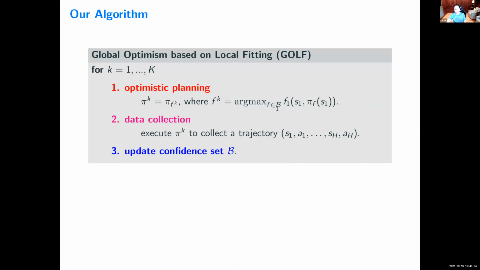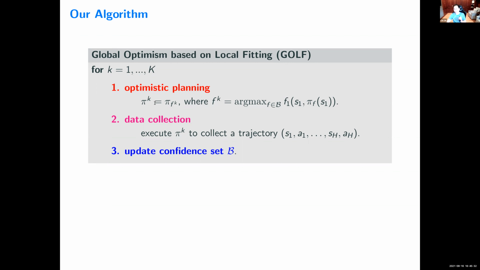So now what I'm doing with this confidence set is just a relaxation of fitted Q iteration. Now I have a set of value functions, instead of just a single value function. I'm going to do optimistic planning. That is, I'm going to look at the value at the very first step. I'm going to pick the value function within this confidence set so that I can maximize the value at the first step. And this is my value f_k.